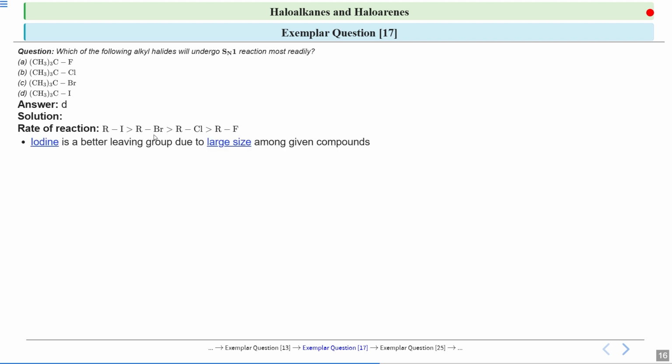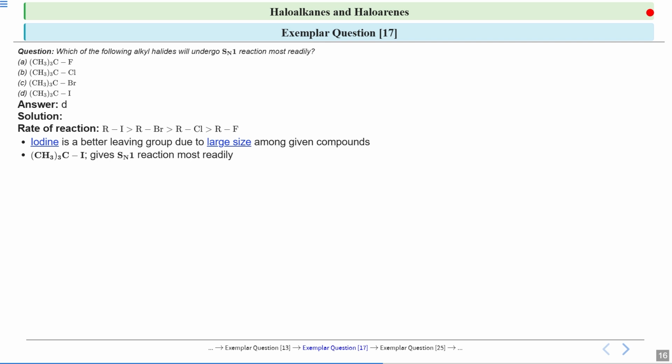So iodine is a better leaving group due to its large size among the given compounds, and the CH3 whole thrice CI will give the SN1 reaction most readily. Because if you have the same alkyl group, then you focus on the leaving group in the SN1 reaction, right? SN1, if you remember, happens in two steps. The first step is the slowest step, the rate determining step, and it includes the formation of carbocation. If your carbocation is stable, then your reactivity will be larger.